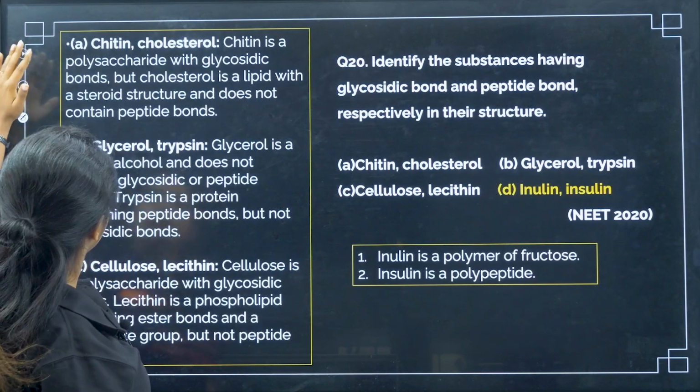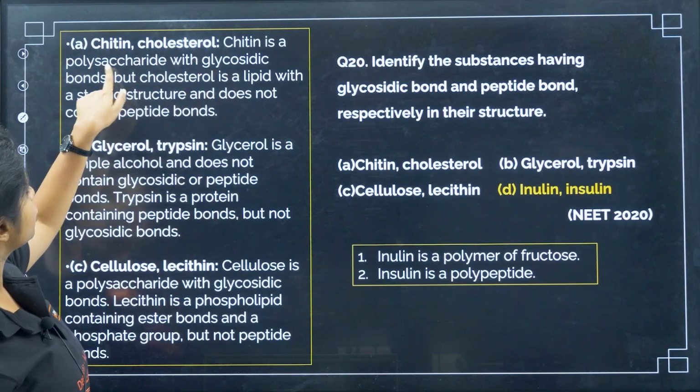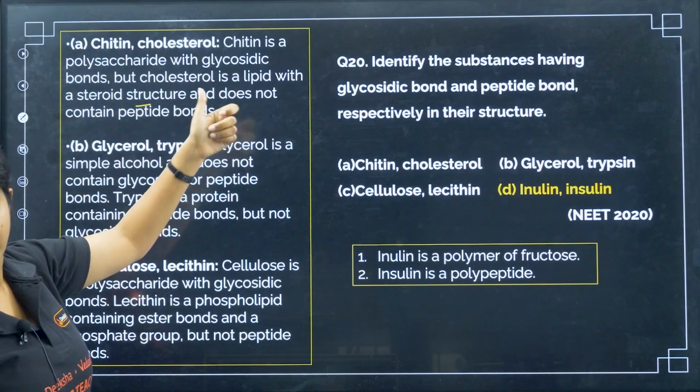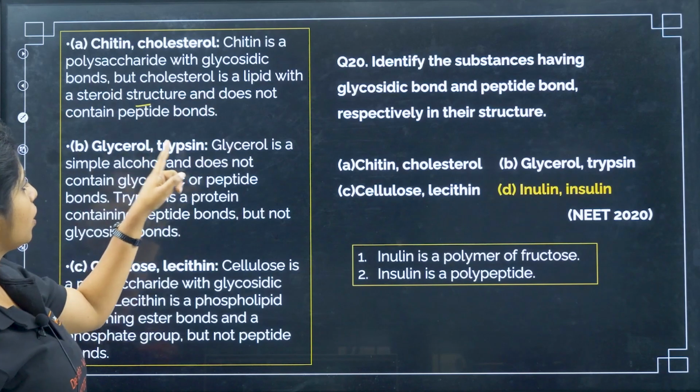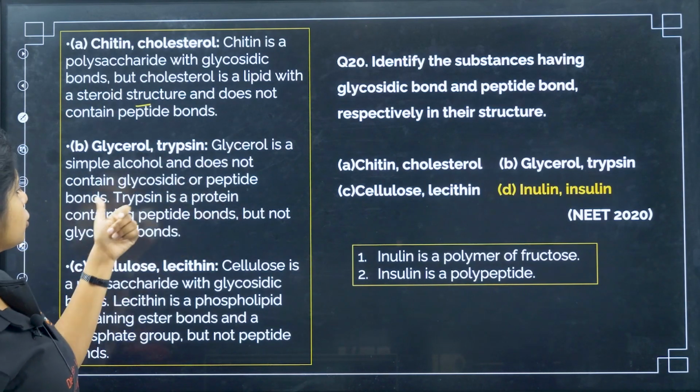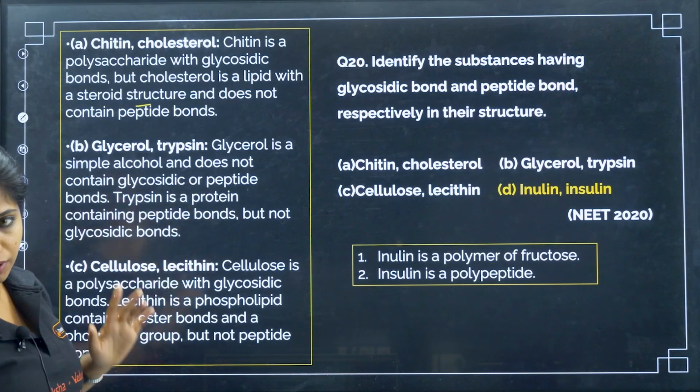Okay, so over here I have all the things. Chitin, cholesterol. Chitin is polysaccharide with glycosidic bonds, but cholesterol is a lipid, a steroid structure, and does not contain peptide bonds. Glycerol and trypsin. Glycerol is a simple alcohol and does not contain glycosidic or peptide bond. Trypsin is a protein containing peptide bonds but not glycosidic bonds.